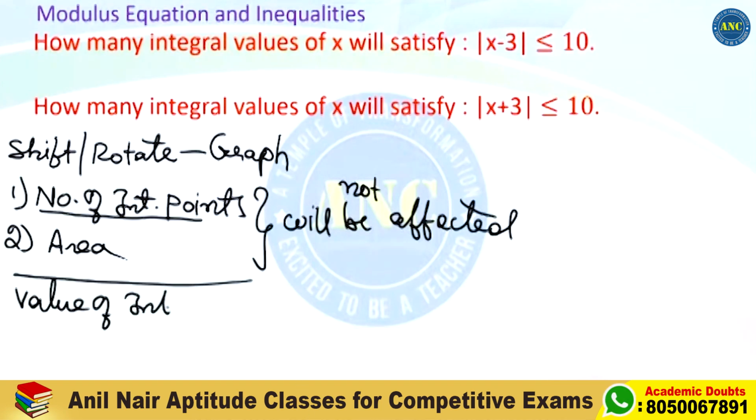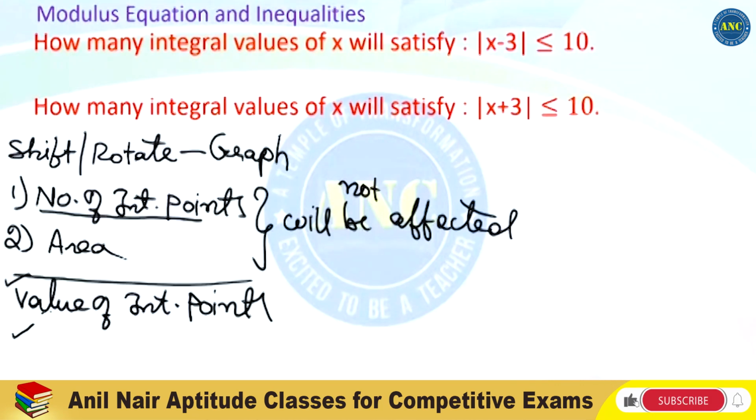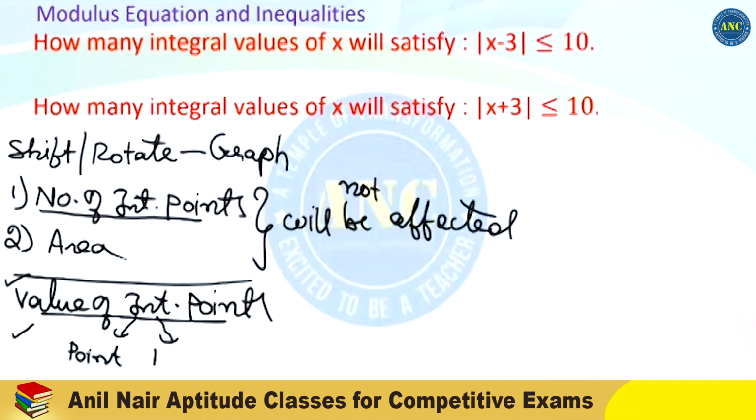If I shift from a point (x, y) to (x', y'), the new point is (x + x', y + y'). If I rotate it, x will become x cos theta minus y sin theta, and y will become x sin theta plus y cos theta. The value of the integral points will change either in terms of the shifting of the point or in terms of the rotational angle, which is theta. I hope this point is clear.